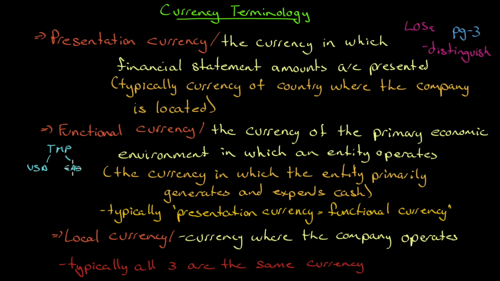But what if it shows a loss? That means it's bringing in fewer Canadian dollars than it's spending US dollars. You would say, well, because most of the transactions occur in US, the US must be the functional currency. Which one would you choose? You have to choose one.